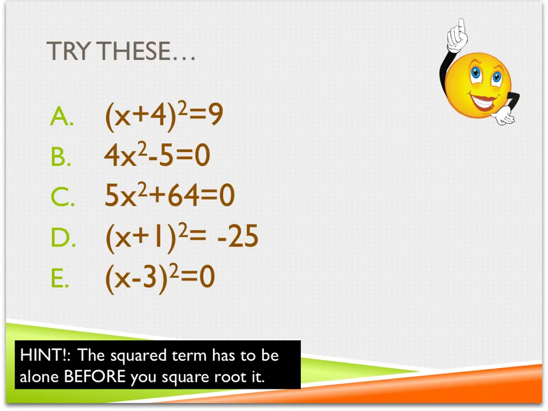Alright, so here are some examples for you to try. Go ahead and label them A, B, C, D, E in your Google form and give them a shot.